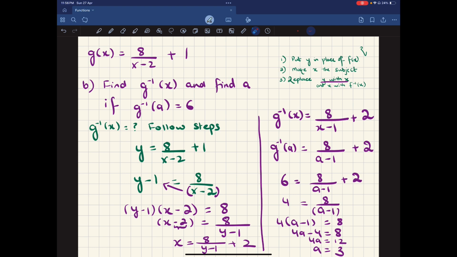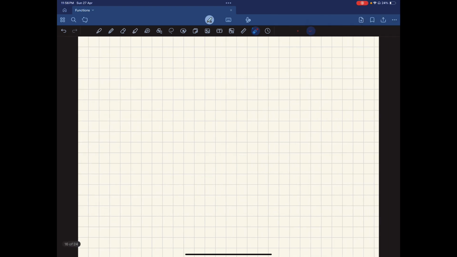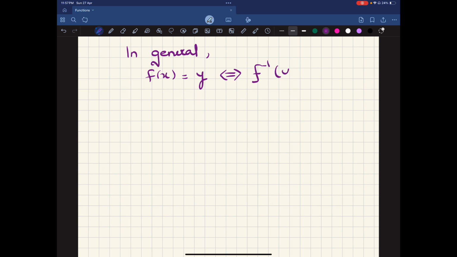So this is how you find the inverse. In general, always remember that if f of x is equal to y, f inverse of y will be equal to x. Okay? We know that y is equal to f of x. Then you should also know that x is equal to f inverse of y.